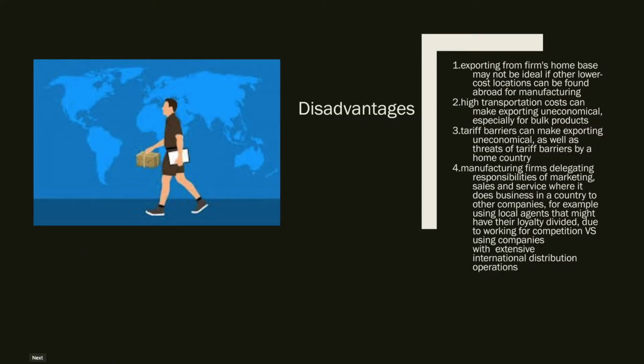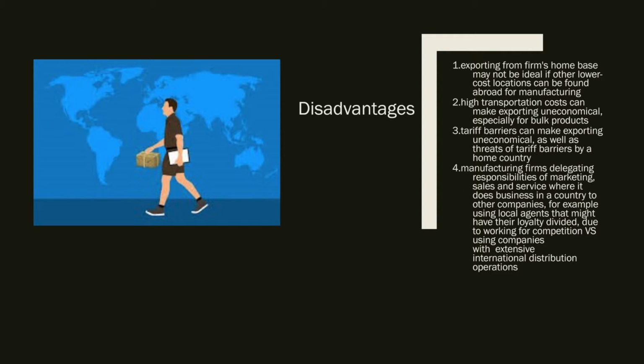So there are some disadvantages of this. There are 4 main ones. The first one is exporting from a firm's home base may not be ideal if other lower cost locations can be found abroad for manufacturing. An example of this is a lot of electronic companies in the United States, like Apple, have moved some of their manufacturing to the Far East, outside of the United States, due to the availability of low-cost, highly skilled labor found there.